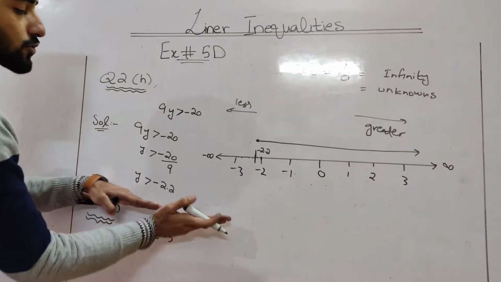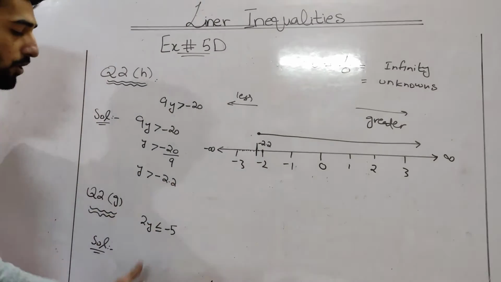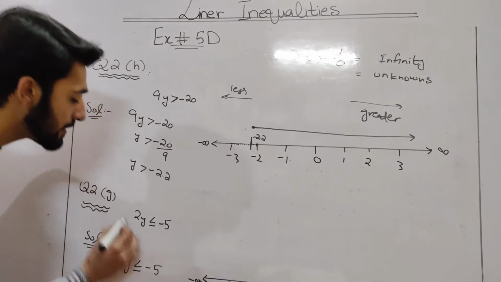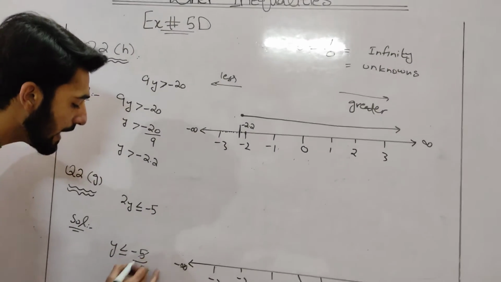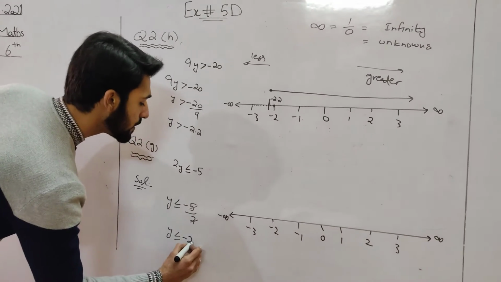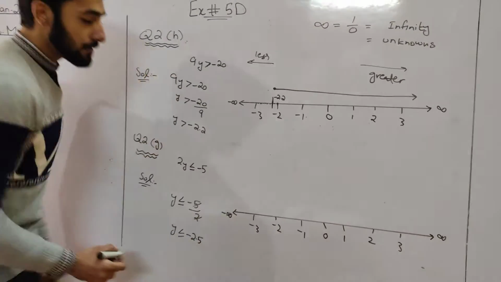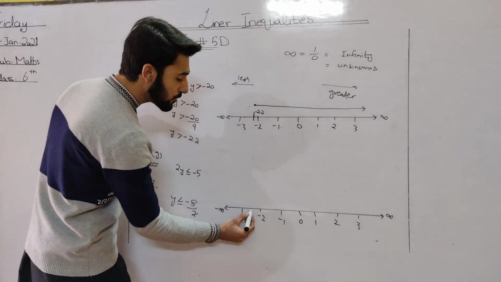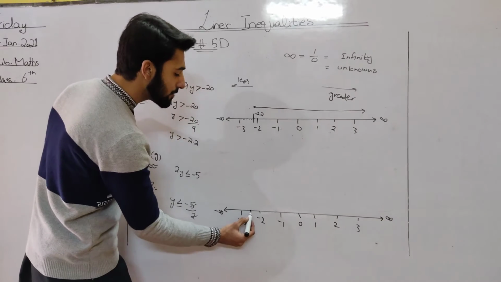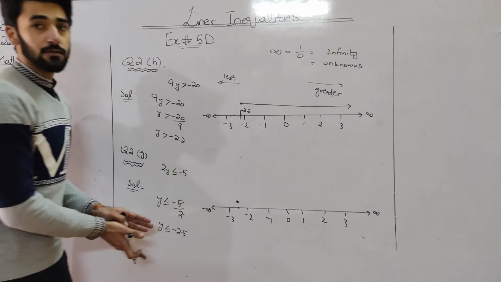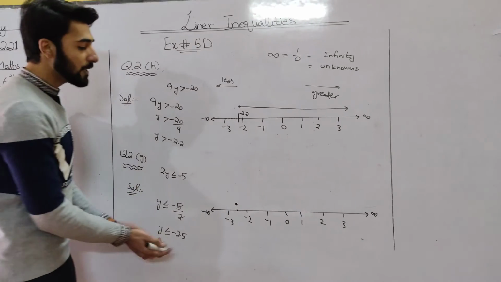You just have to show and mention these quantities. Now move to the next question. We write here -5 and the 2 which we divide to the other side, and it becomes -2.5. Note that -2.5 also lies here, in the middle of -2 and -3. So we can say that y is smaller than -2.5.